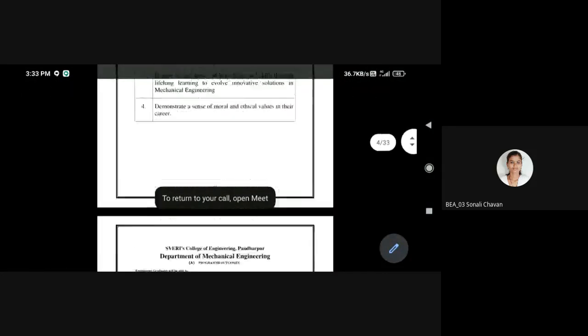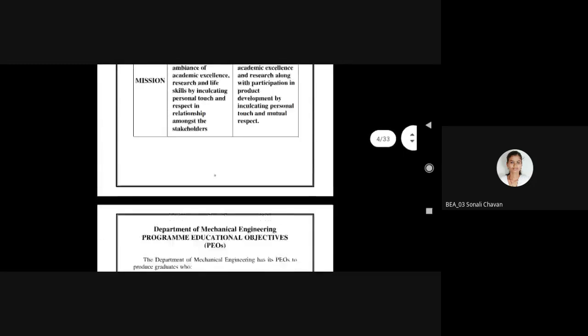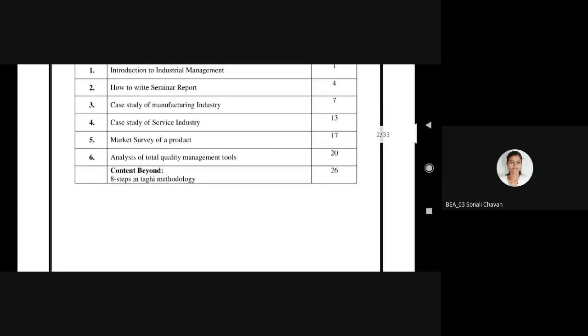Last lecture we finished two practicals: the case study of manufacturing industry and the case study of service industry. We have taken examples also. Today we will start the market survey of a product and the analysis of total quality management tools. The last practical is the analysis of total quality management.